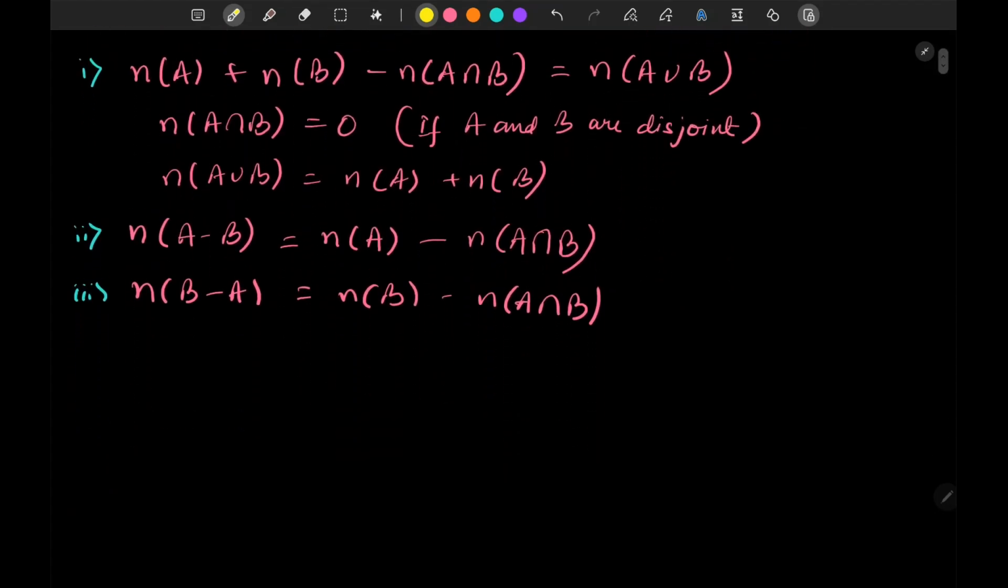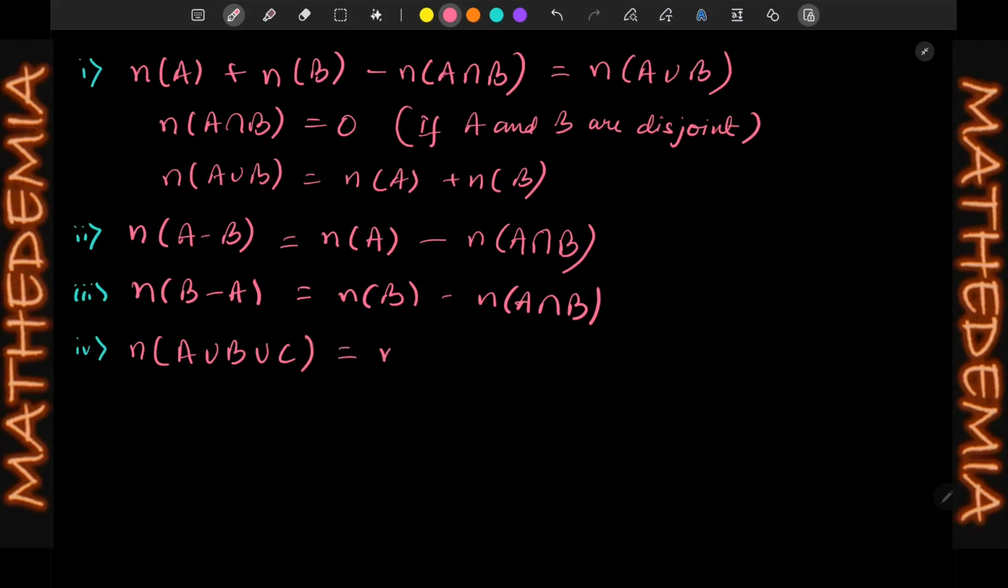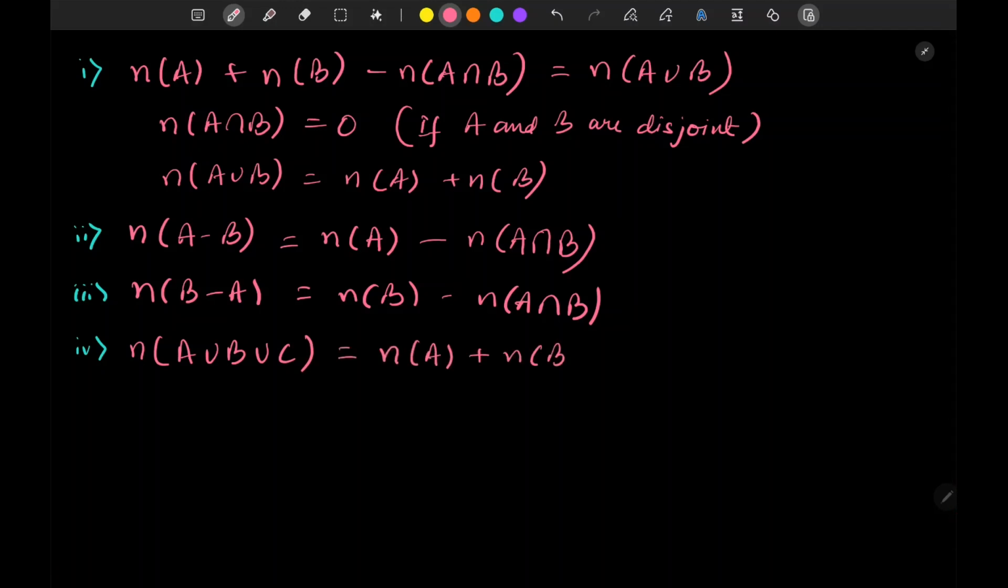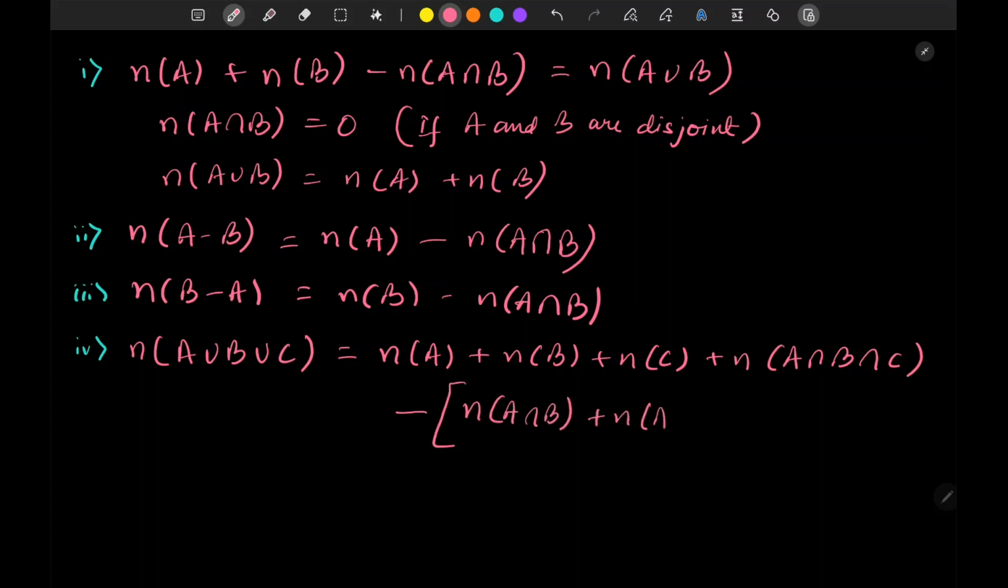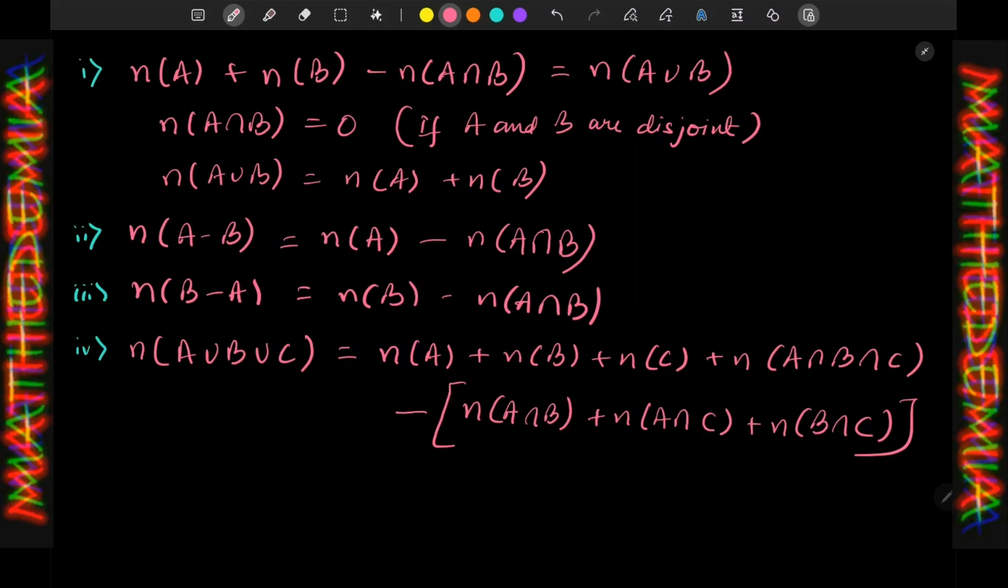Now, in case of three sets, the union of the three sets A union B union C, the cardinality of such a set is represented using the formula n of A plus n of B plus n of C plus n of A intersection B intersection C minus the cardinality of the sets A intersection B plus n of A intersection C plus n of B intersection C. This completes all the results that can be obtained from the Venn diagram of two or more sets.